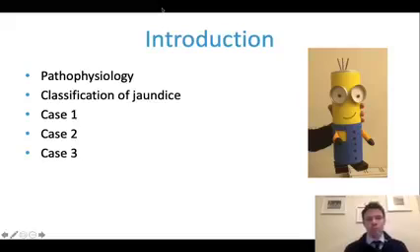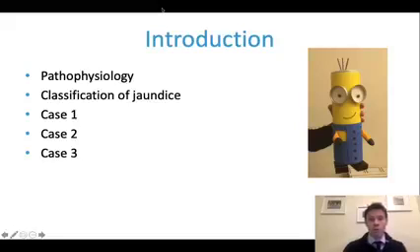I hope to cover a bit on the pathophysiology of jaundice, how do patients become jaundiced, and this is a bit Blue Peter-esque, but a small animated video to show that pathway. We'll look at different classifications of jaundice: pre-hepatic, hepatic, post-hepatic jaundice, and then cover 3 different cases that illustrate different presentations of this clinical sign.